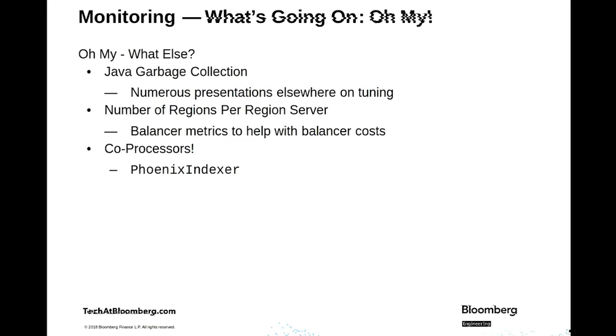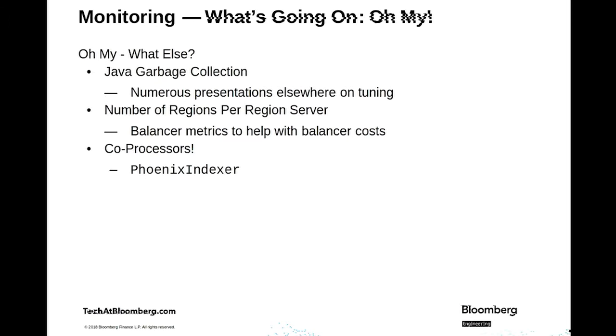So all of these are very useful to look at. You can look at that with the balancer cost metrics in your HBase master. And coprocessors. So again, coprocessors can do whatever they want on a region server, potentially tying up your region handlers. So now I can't do any writes or reads because HBase is just queuing me up.